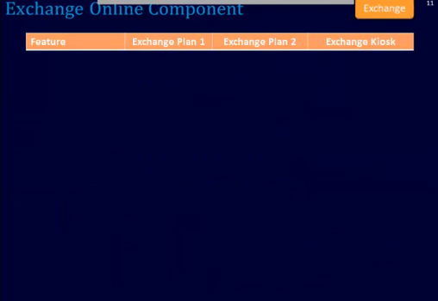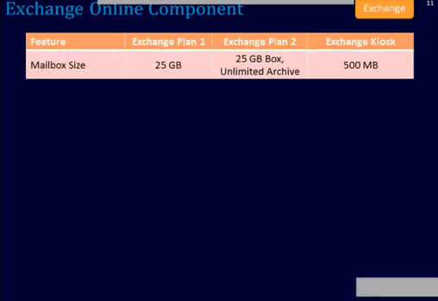All right, let's start with Exchange. Exchange itself has three different plans available in the Microsoft Office 365 world. We have Exchange Plan 1, we have Exchange Plan 2, and then we have what they call a kiosk plan. Here are the main differences between them.